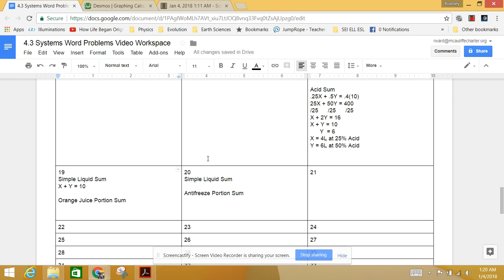So we're going to get a sum of the portion that is actually orange juice. So that equals 0.1 times 10, which will ultimately just equal 1. Let's go back in here and we'll say 0.15X plus 0.05Y equals that. I will simplify it.